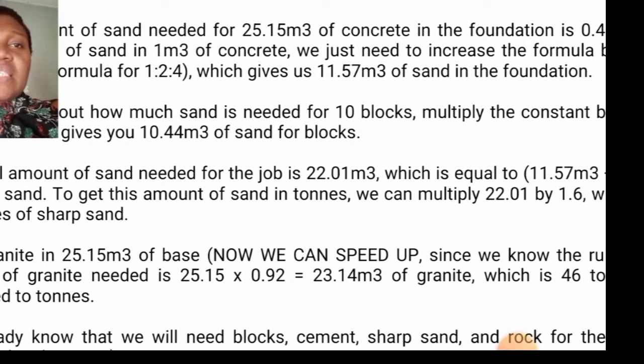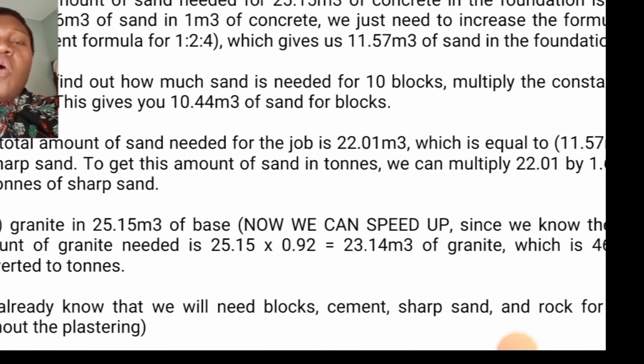To get this amount of sand in tons, we can multiply 22.01 by 1.6, which will equal 35 tons of sharp sand.